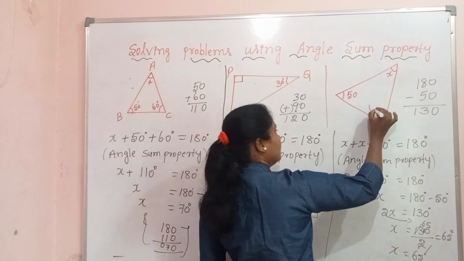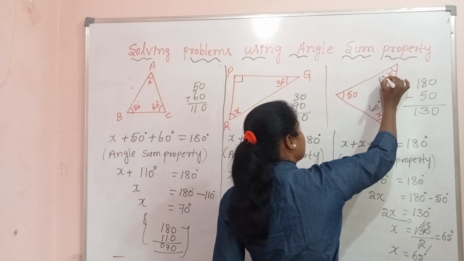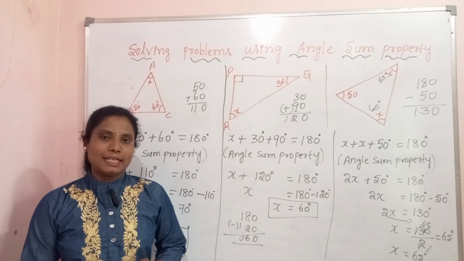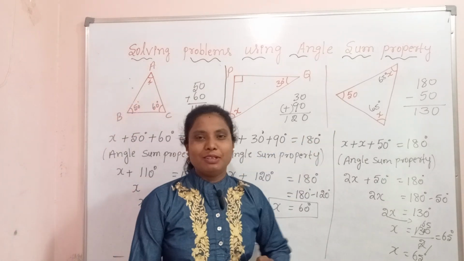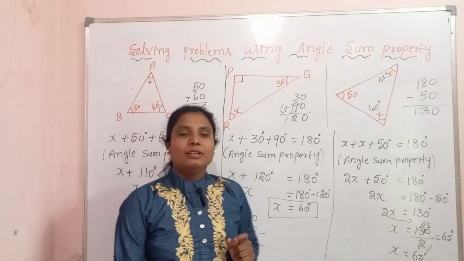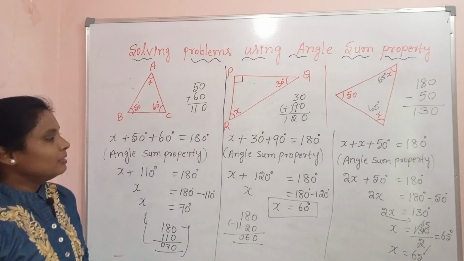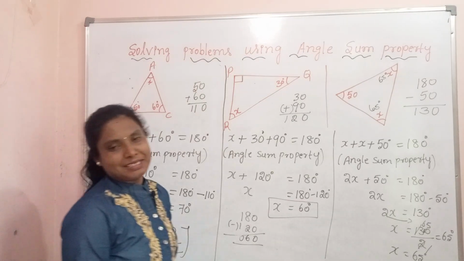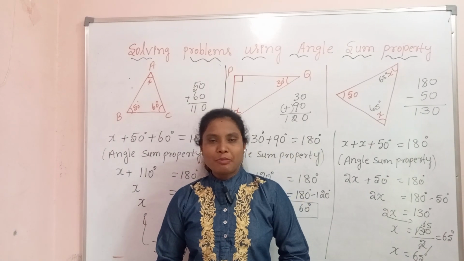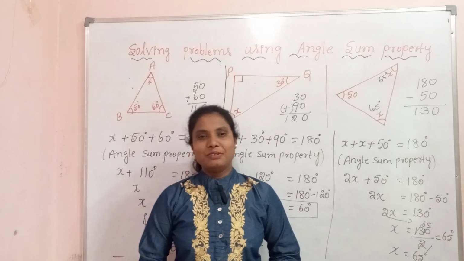Here the value of x is 65 degrees and 65 degrees. 65 plus 65 you will get 130 degrees, plus 50 degrees you will get 180 degrees. So this is the way we solve problems using the angle sum property of a triangle. Still some more problems are there, which we will solve in the next video.